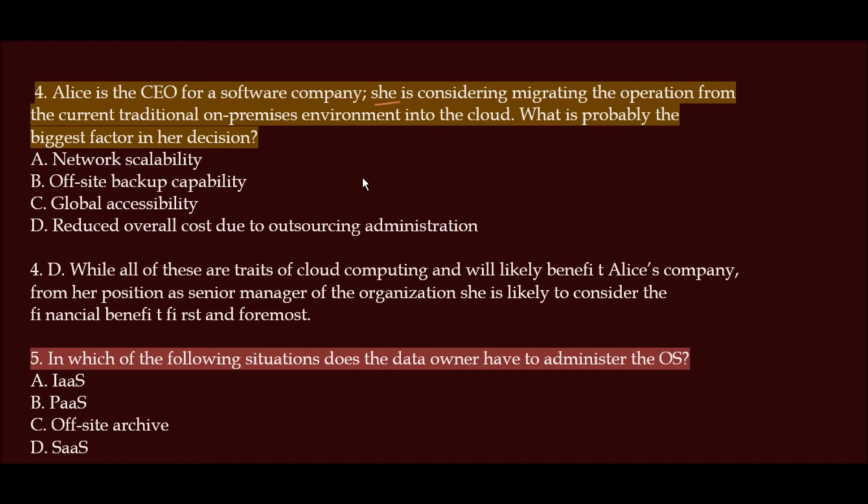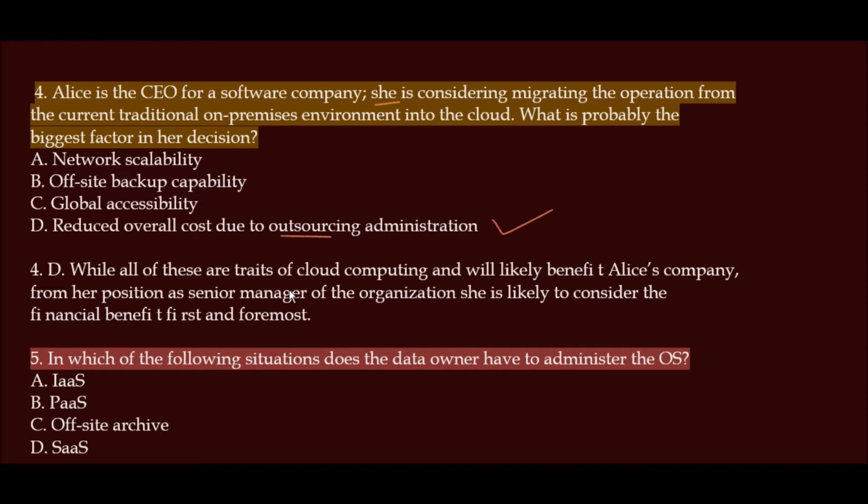Okay, so according to this question, option D is the correct one. This is reduced overall cost due to outsourcing administration. Because while all of these are traits of cloud computing and will likely benefit Alice's company, from her position as senior manager of the organization, she is likely to consider financial benefits first and foremost. That's why option D, reduced overall cost due to outsourcing administration, is the right one.